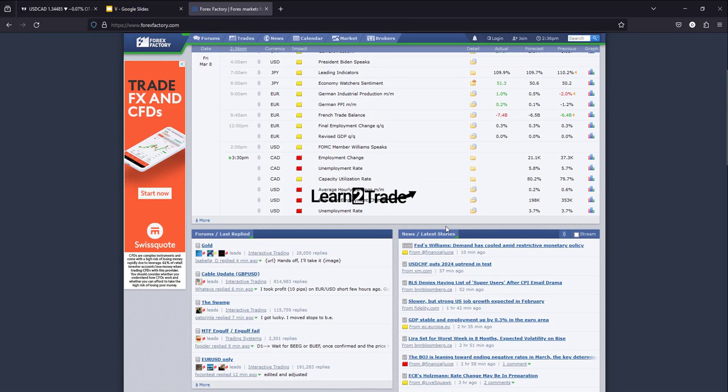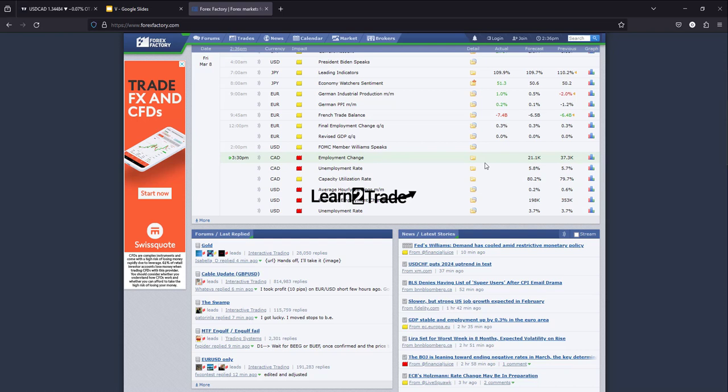So later today, guys, we'll have the US non-farm employment change, average hourly earnings, unemployment rate, and also the Canadian economic data could have some impact on the US dollar and also on the USDCAD. All right. So as you can see here, the Canadian employment change, unemployment rate.